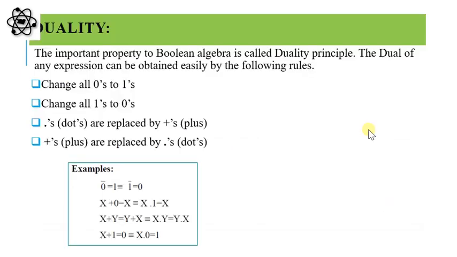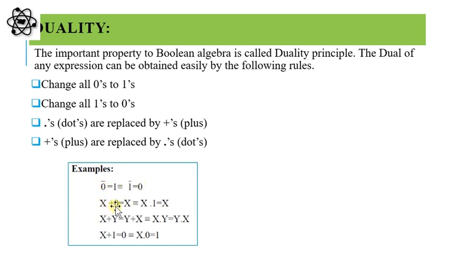Now coming to the fourth property, that is the duality property, which says that the dual of any expression can be obtained easily by following the rules. That is, change all zeros to ones, and change all ones to zeros, dots are replaced with plus and plus are replaced with dots, and the OR operation is replaced with AND. So we are changing all zeros to ones. How do you change all zeros to ones? You just take the complement of that and it will change to the other value.